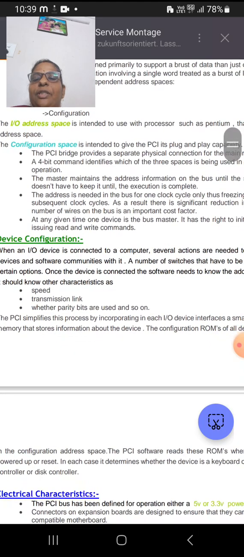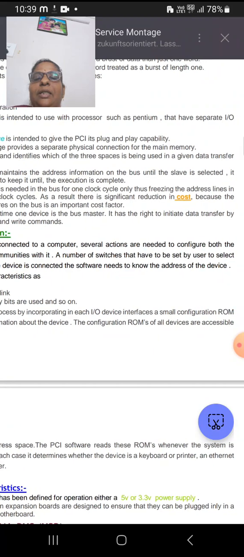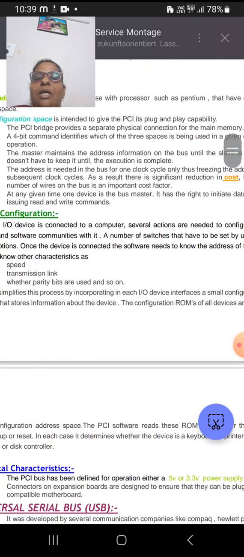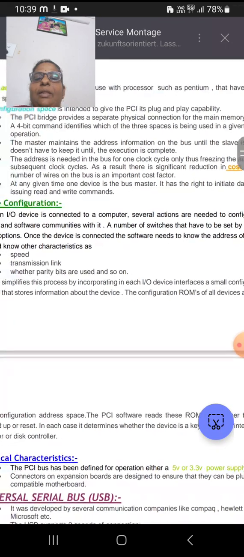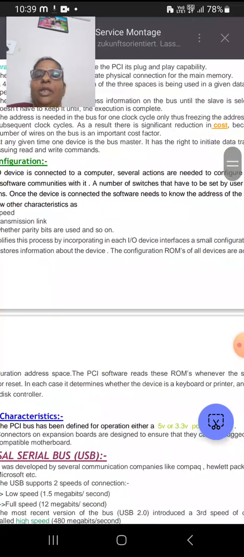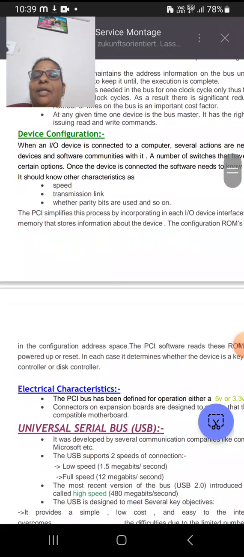Now, device configuration. When an input-output device is connected to the computer, several actions are needed to configure both the device and the software that communicates with it. A number of switches have to be set by the user to select certain operations. Once the device is connected, the software needs to know the address of the device, the characteristics in speed and transfer rate, whether priority bits are used, and so on.